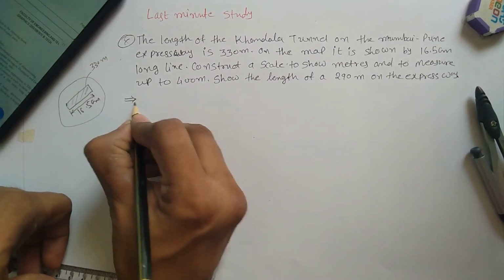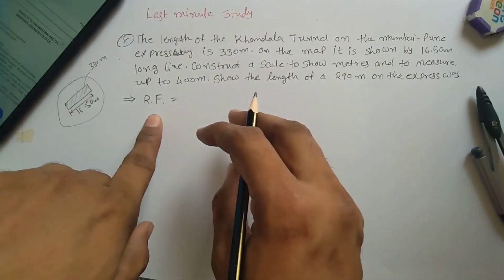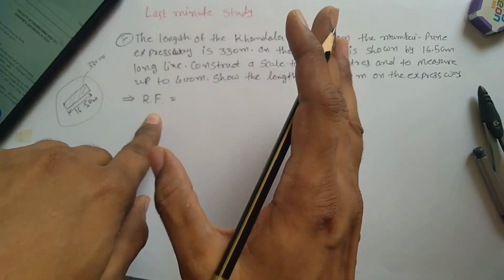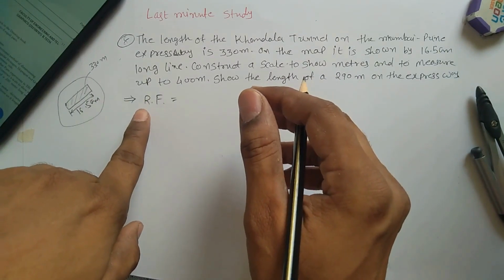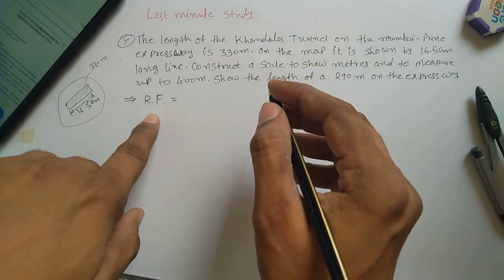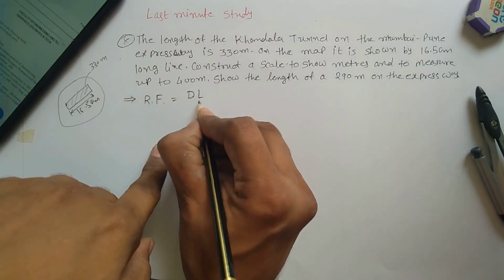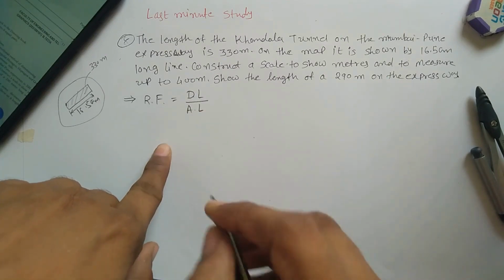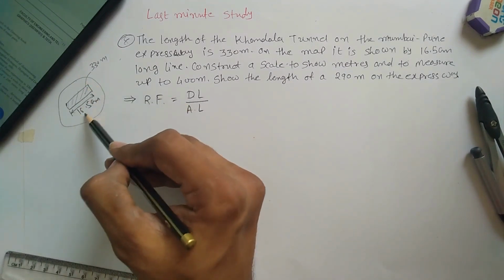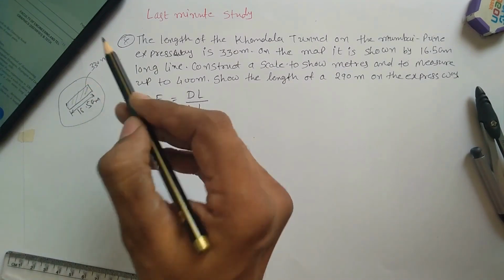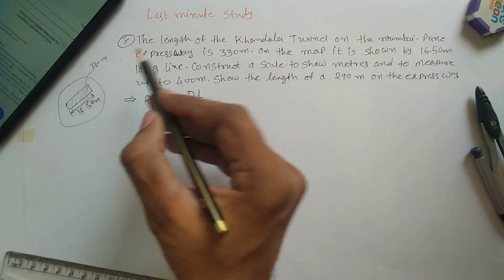RF stands for representative fraction. Remember this for the full form as well as the definition. It might be asked in MCQ or in 1 mark question. So RF is representative fraction, and the definition is RF is the ratio between drawing length to the actual length of an object. In this case, 16.5 centimeter is the drawing length, and the actual length or the actual distance is 330 meter.